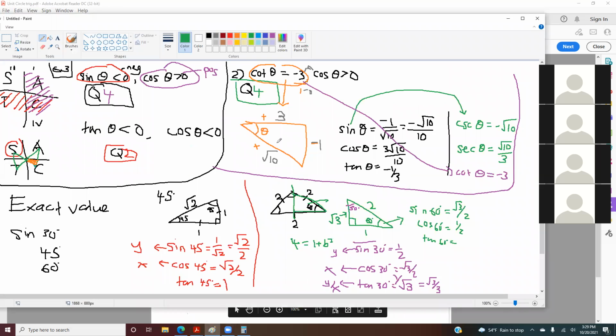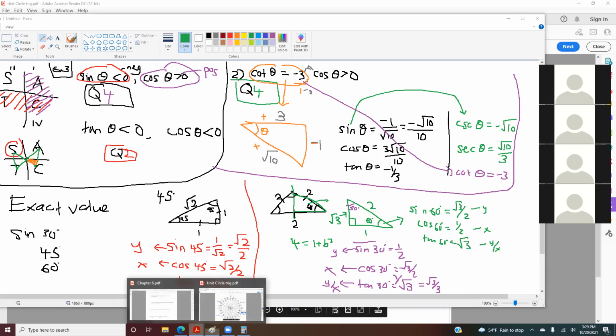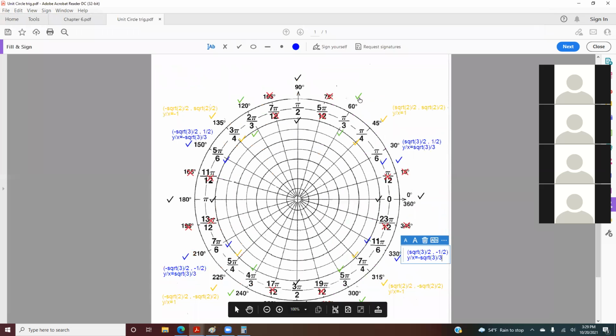But for the 60 degrees it is opposite over adjacent. This is square root of 3. Yep. So I just got those two mixed up. Don't do that in your test. And again, this is for your y value, this is for your x value, and this is for the y over x value.